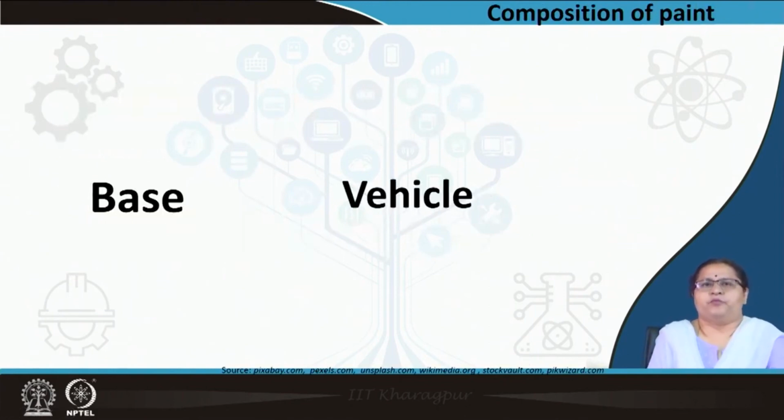Now let us come to the composition of paint. You see two words written here, base and the vehicle. What is base? Base is the basic material. What is vehicle? We call a vehicle a carrier that will carry the base on the top of the substrate. So, the vehicle is the carrier of the base.